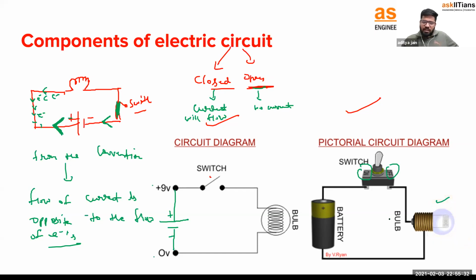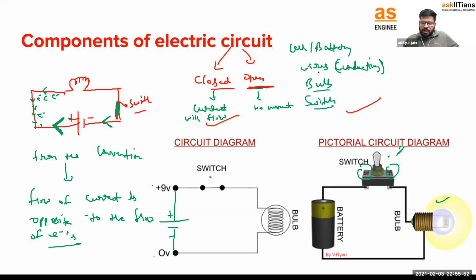So what are the basic components of an electric circuit? A cell or a battery. Wires are also required, and they must be conducting, not insulating. So conducting wires are required, a bulb is required, and a switch is required. These are the primary requirements for an electric circuit. I think this is clear.